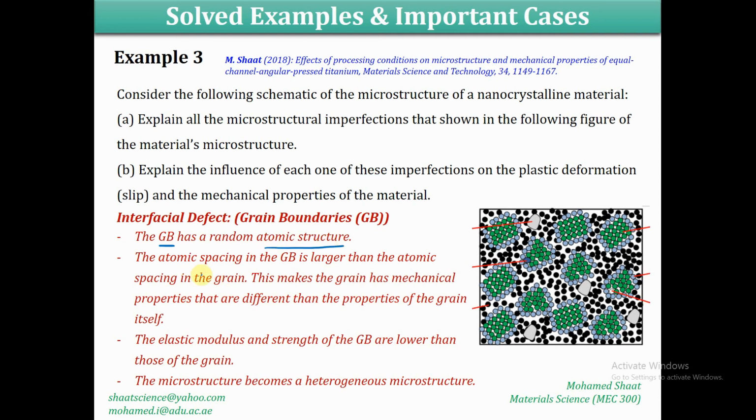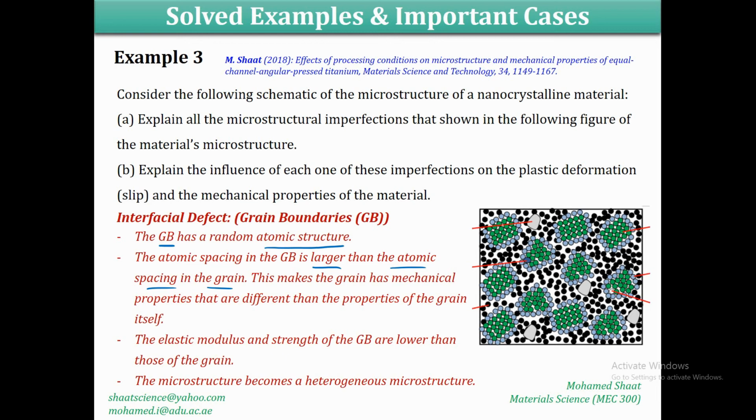And another thing: the atomic spacing, which is the distance between the atoms that form the grain boundary, is larger than the atomic spacing in the grain. And if you recall, in chapter 6 or even before that, in chapter 3 and chapter 2, we discussed that everything is related to the material microstructure. All the properties of the material are related to the atomic structure and the microstructure of the material.